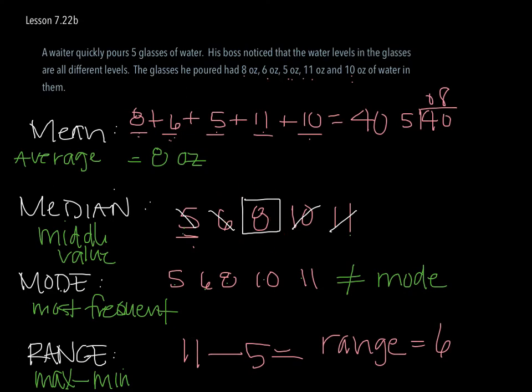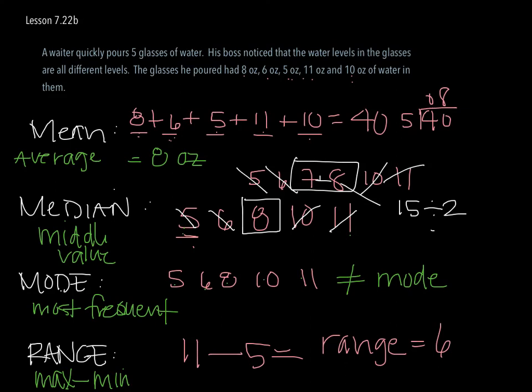Now, boys and girls, if we had 5, 6, 7, 8, 10, 11, and I cross off from each end, and then I have these two together, what I'm going to do is add them together. 7 plus 8 is 15, and then I'm going to take 15 and divide it by 2, and then my median is going to be 7.5. Okay, so sometimes you have to do that. But in this case, it was just 8.